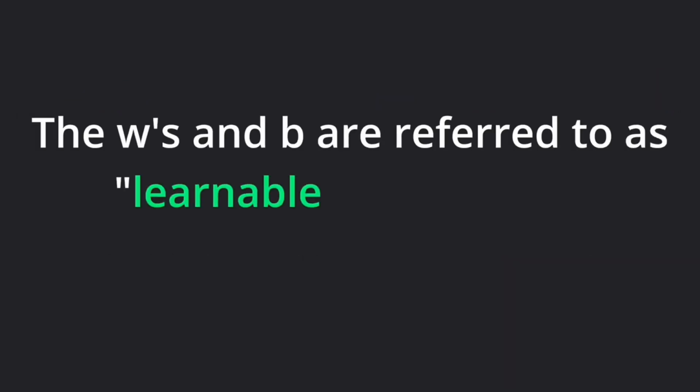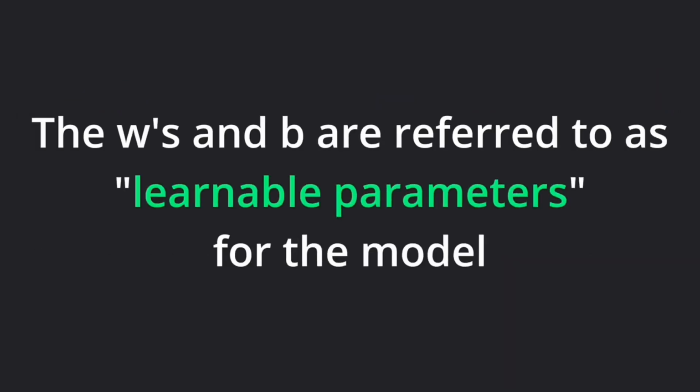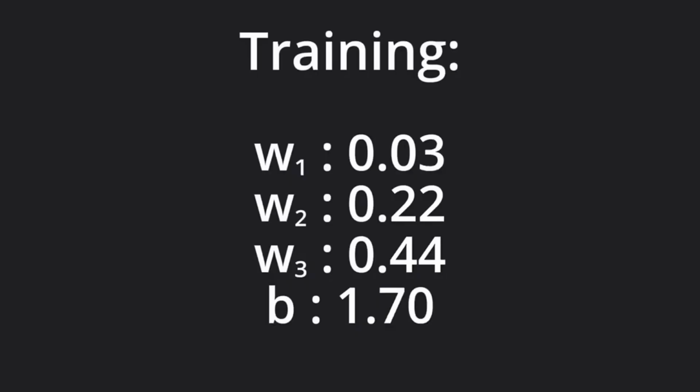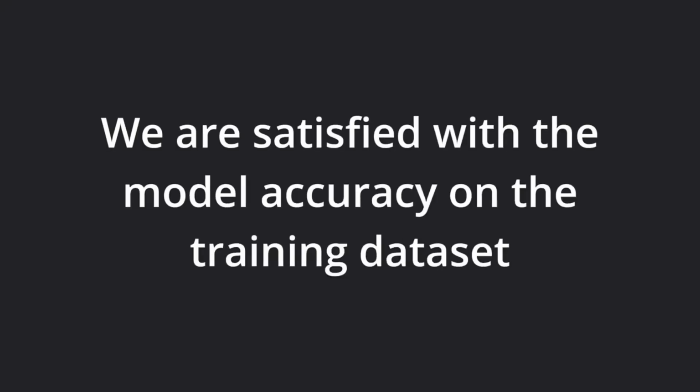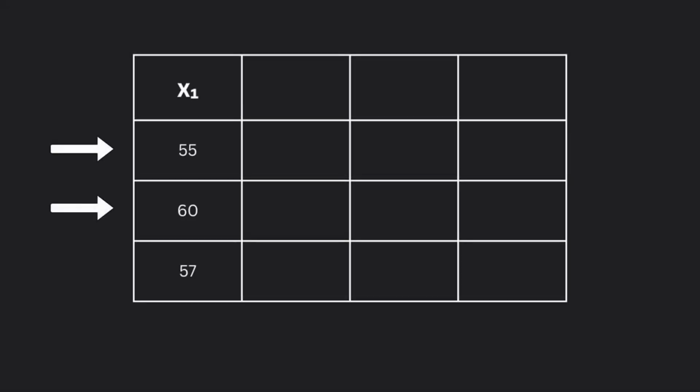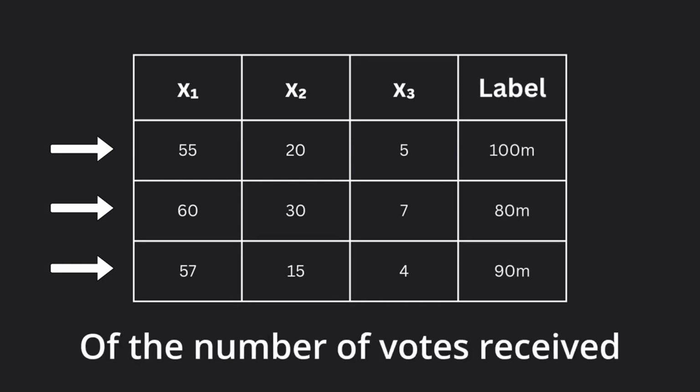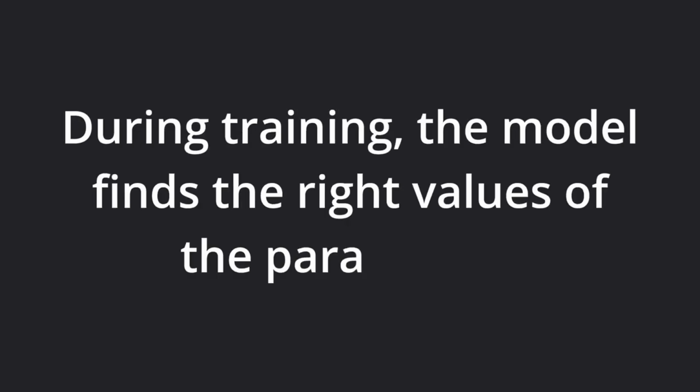The w's and b are referred to as learnable parameters for the model. They're learnable because they start off as random numbers, but over many iterations of training, their values are adjusted until we are satisfied with the model's accuracy on the training dataset, which might look something like this. Each row is a data point that has information for a particular year's election. We have the values of x1, x2, and x3, as well as the recorded historical value of the number of votes received. During training, the model finds the right values of the parameters that can capture the relationship in the data.